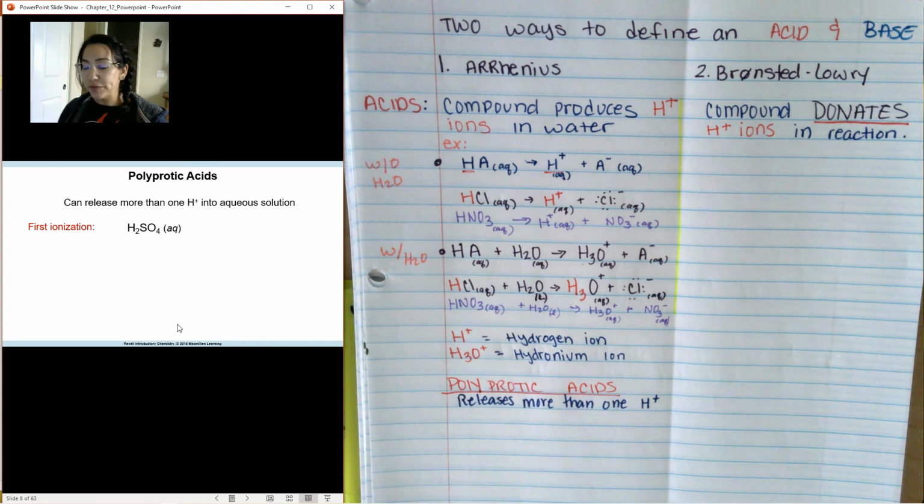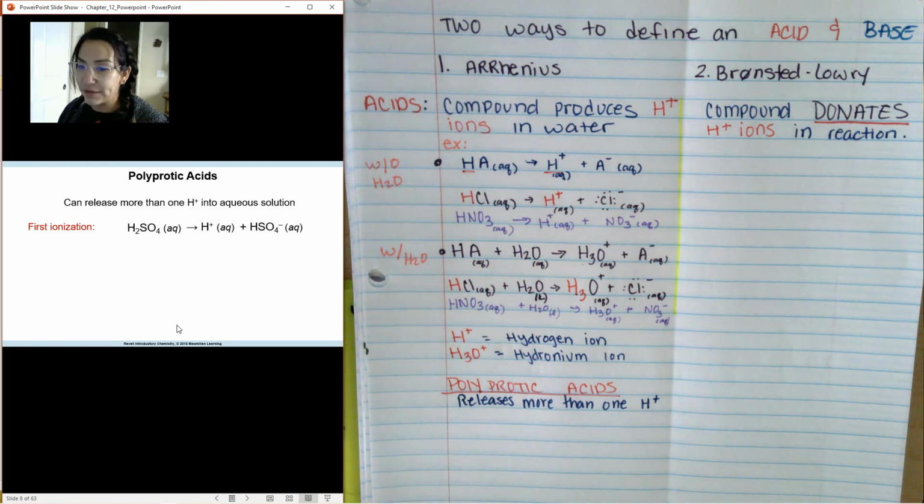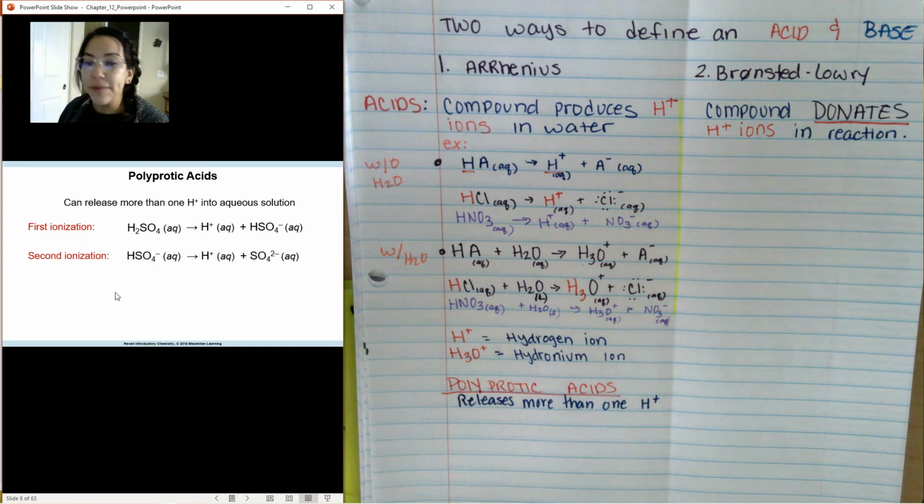So what are polyprotic acids? Sulfuric acid is a polyprotic acid. You'll notice that sulfuric acid is H2SO4. That means it has two hydrogens available to donate. So we have different types of ionization: first ionization and second ionization. In first ionization, we lose that first hydrogen ion. One hydrogen leaves, and you end up with HSO4.